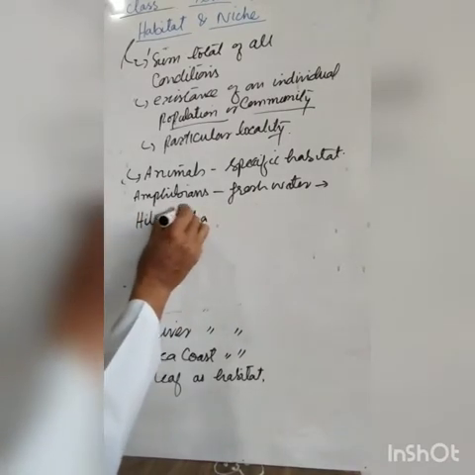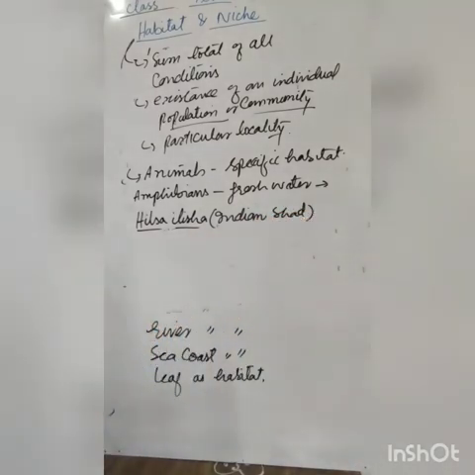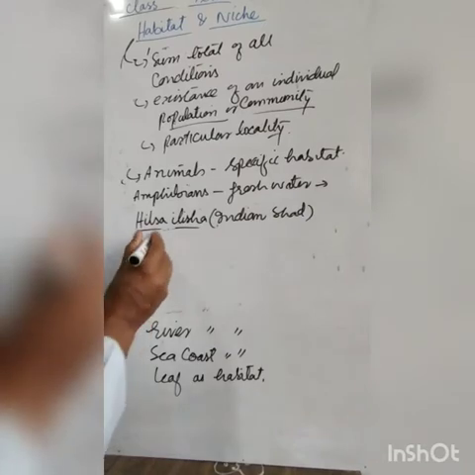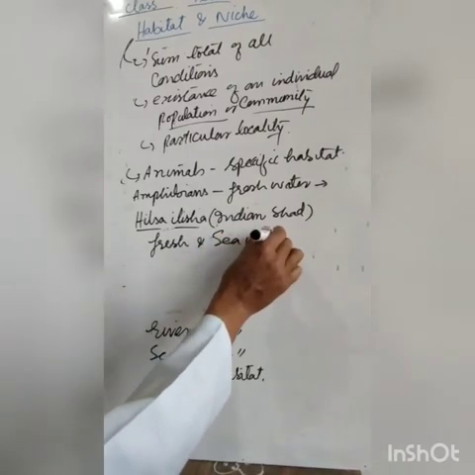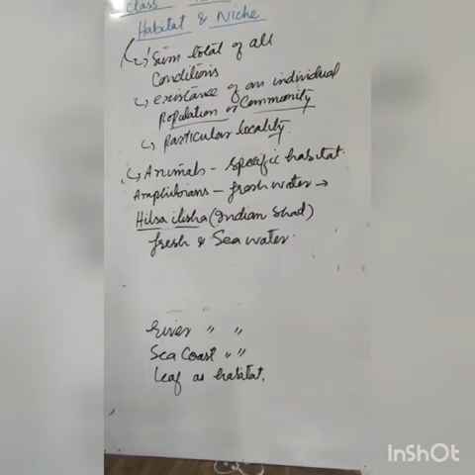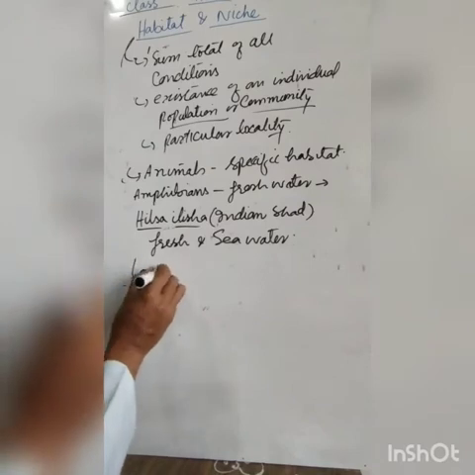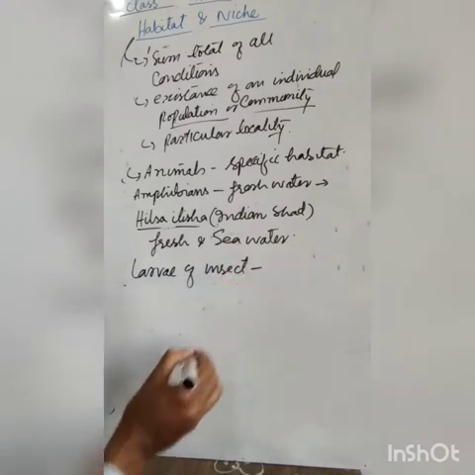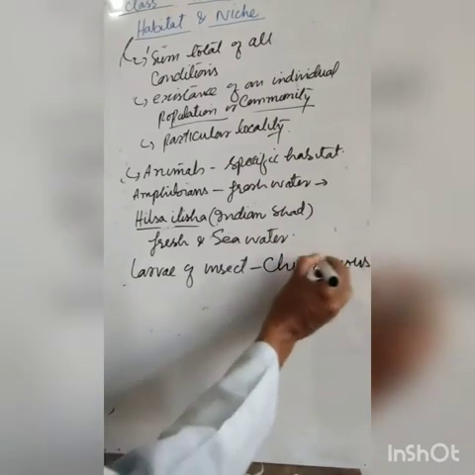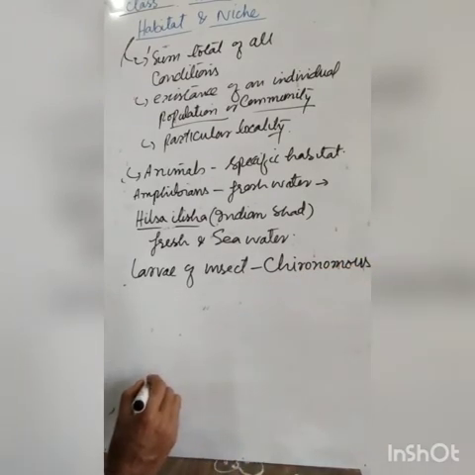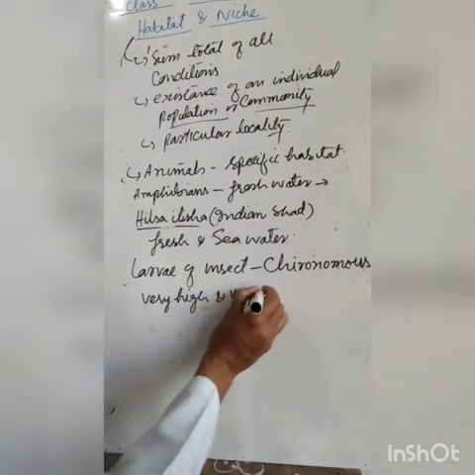Hilsa ilisha. It is commonly called Indian shad fish. It can live in both freshwater and seawater. Likewise, there is an insect, the larva of an insect called Chironomus. It can live in water with very high and very low oxygen content.